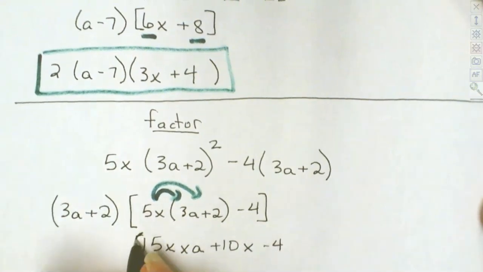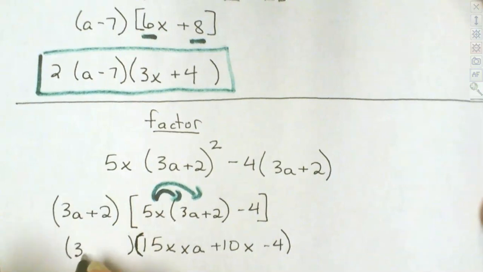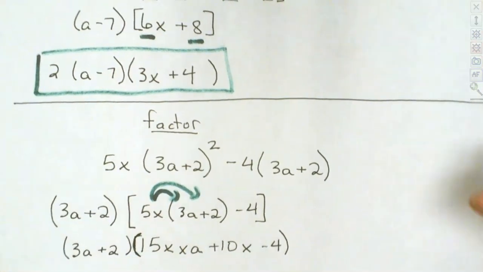And we don't need the square brackets because we brought it down as far as we could. Nothing else will combine together. And what's still left in front? 3a plus 2. Now, why can I not break this down any further?